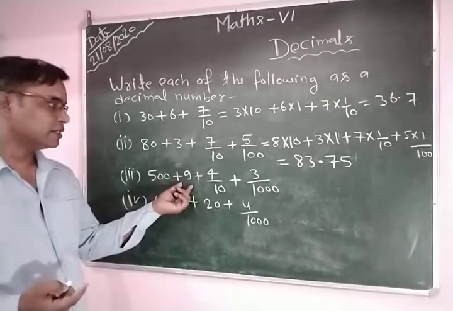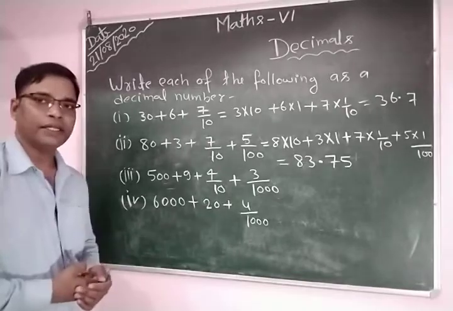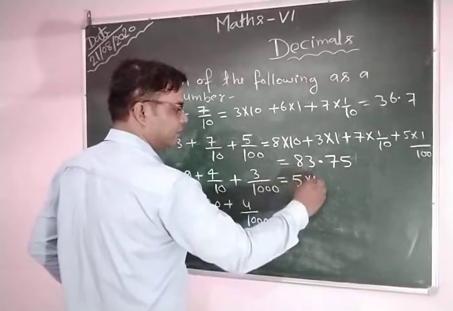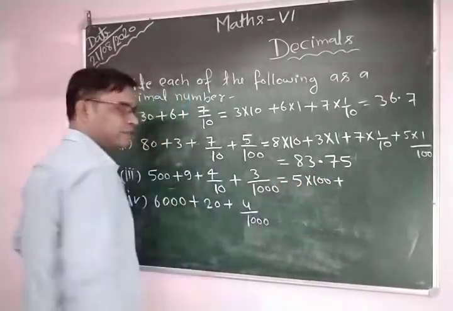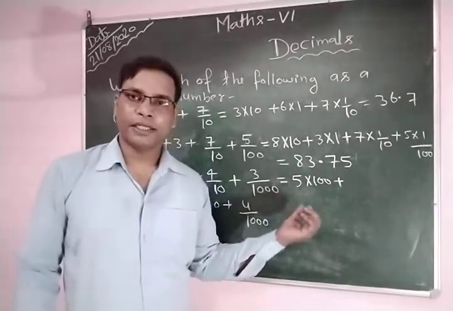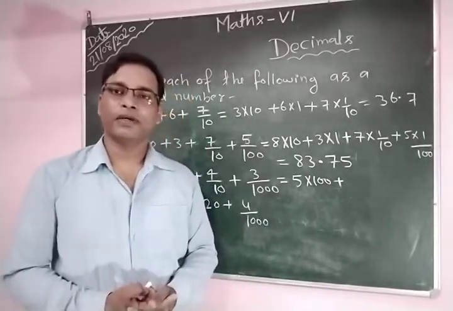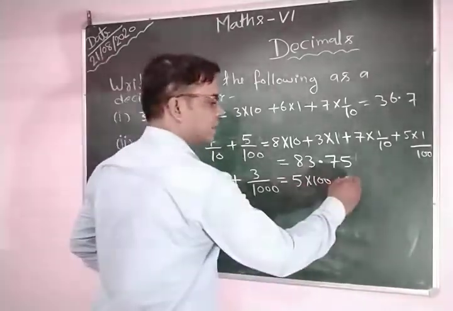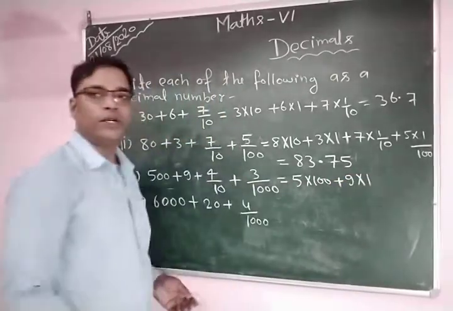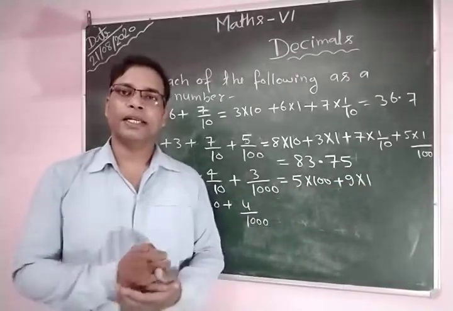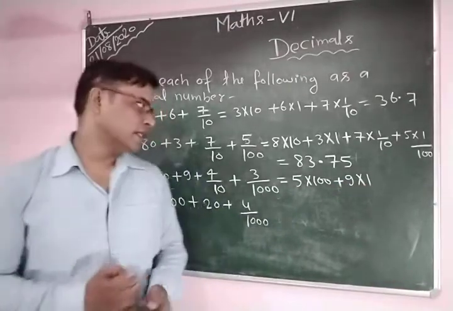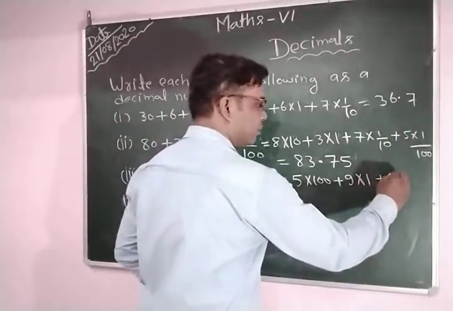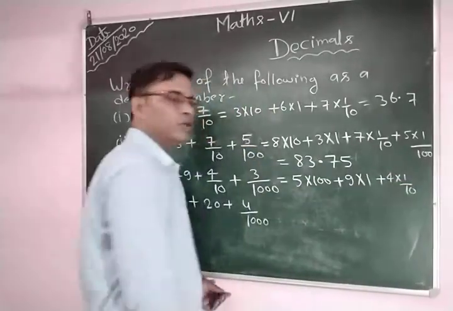Now next is 509 plus 4 by 10 plus 3 by 1000. So you can write it 5 into 100. 500 is 5 into 100. So this 100 represents that the 5 is the digit of which place? Which place? Hundreds place. Okay. And here 9. So you can write 9 into 1. This 1 represents that 9 is the digit of the ones place. And after this 4 by 10. So 4 by 10 we can write as 4 into 1 by 10.